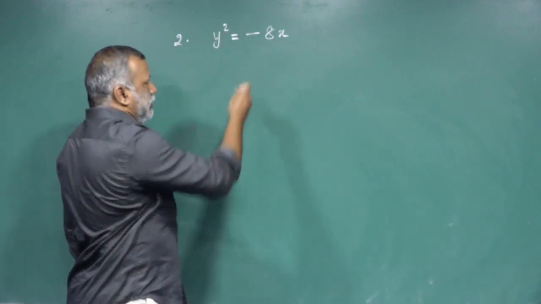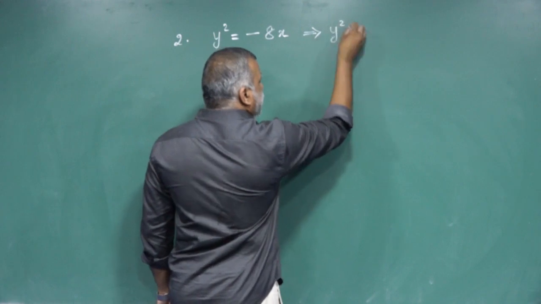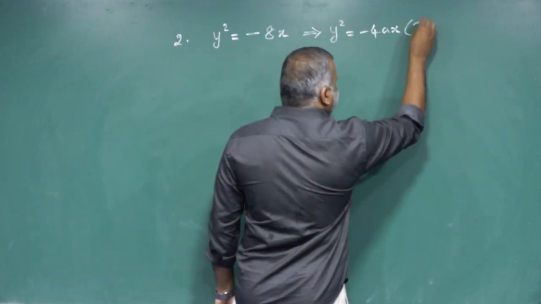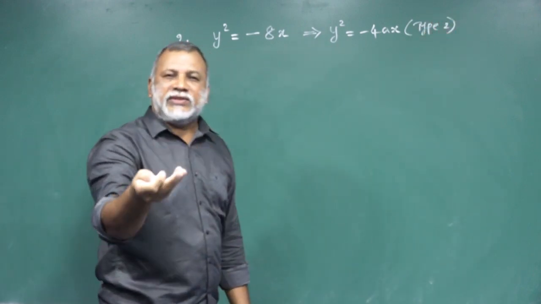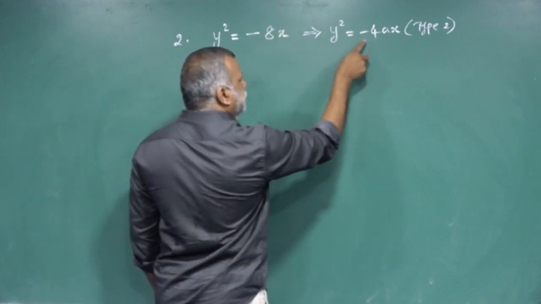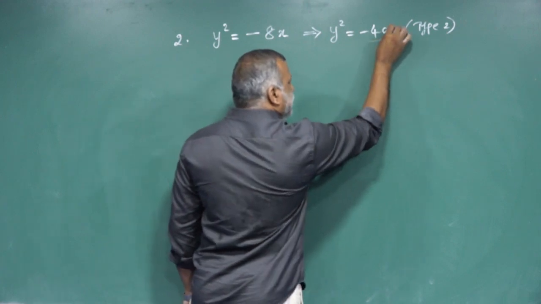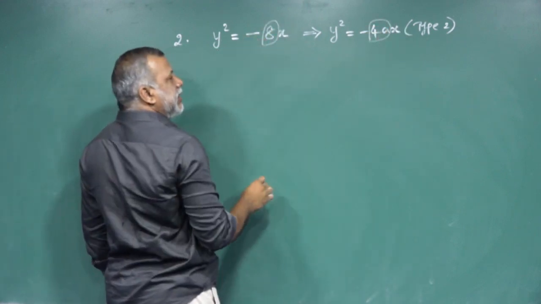See here, y squared equal to minus 8x. Compare with the standard equation, y squared equal to minus 4ax. This is called type number 2 parabola. Type number 2 name is open left side. See here, same y squared. Minus symbol, minus symbol. x, x. These are common. Listen here, 4a equal to this constant 8.